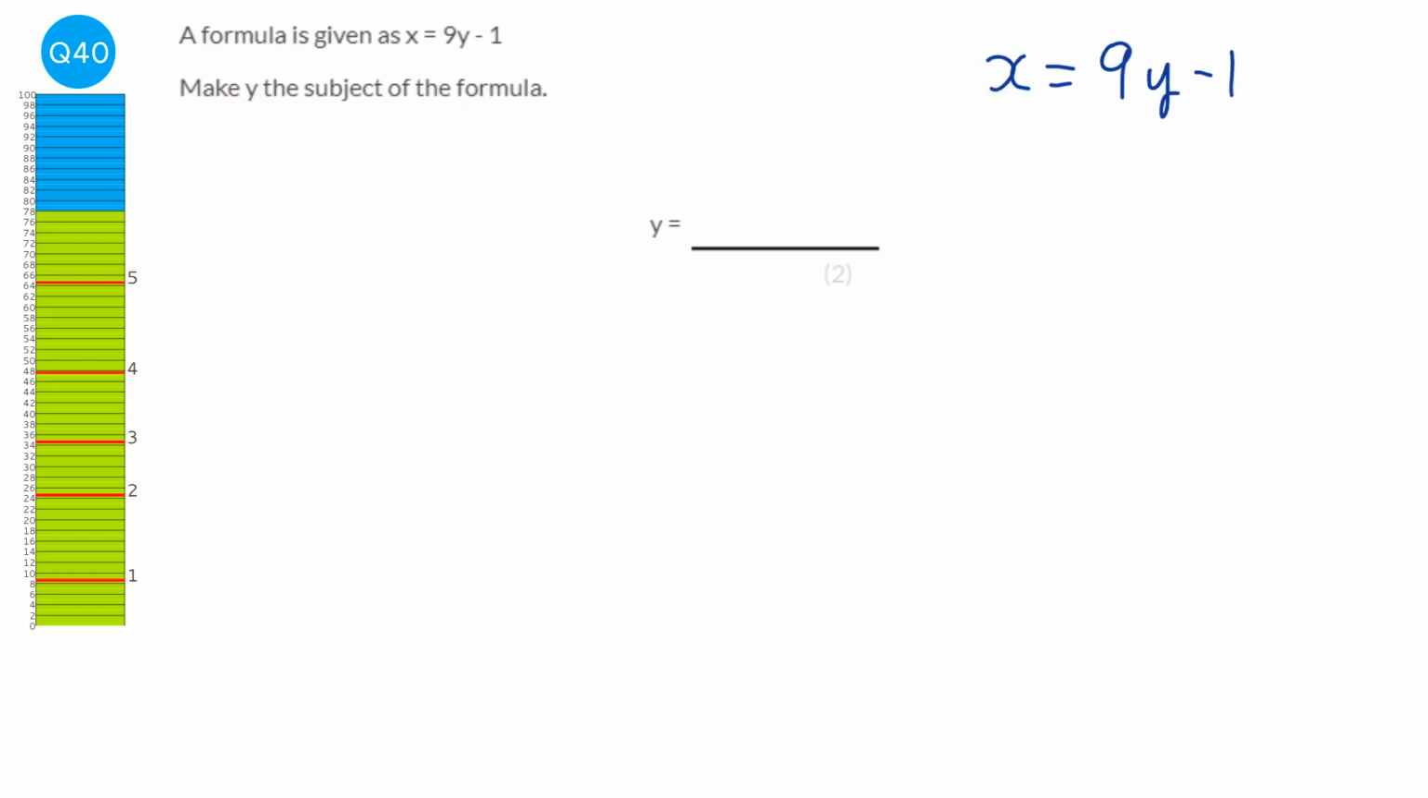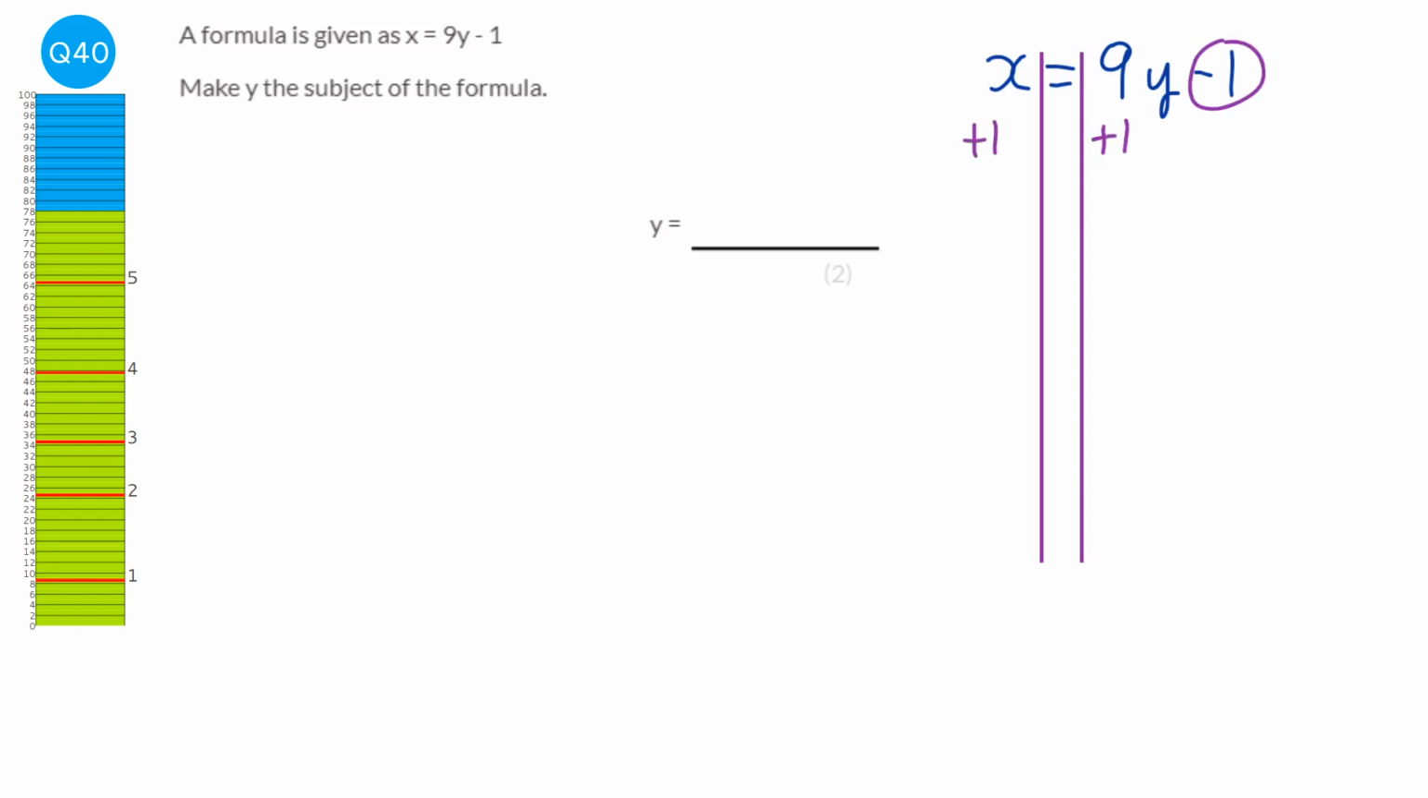And we're asked to make y the subject, so I'm just going to get my lines in. And so what's stopping us from having y on its own? Well, this minus 1. How am I going to get rid of it? Add 1 both sides. So we've got x plus 1 equals 9y. What else do we have that stops y from being on its own? Well, this times 9 here. So we're going to do the opposite, the inverse, which is divide by 9 both sides.